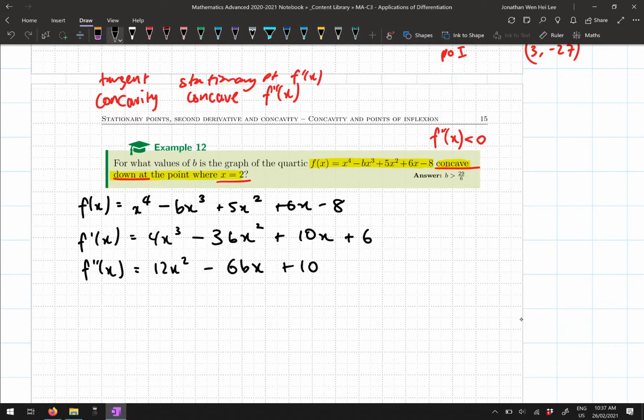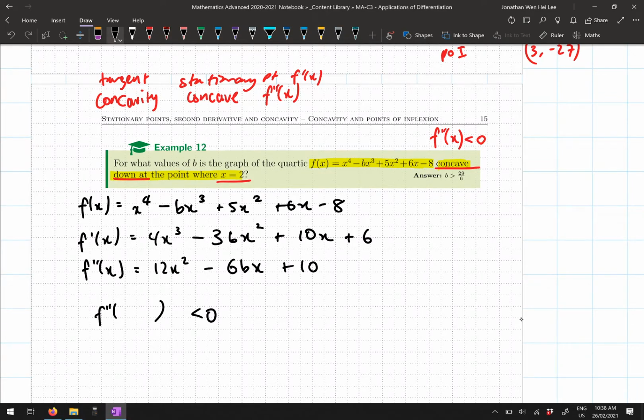Now I need this to be... Okay, so we don't need to factorize it. When do we need this to be... so we want to have f double dash x is equal... Actually, we don't want that. We want this to be less than 0, but at what point?